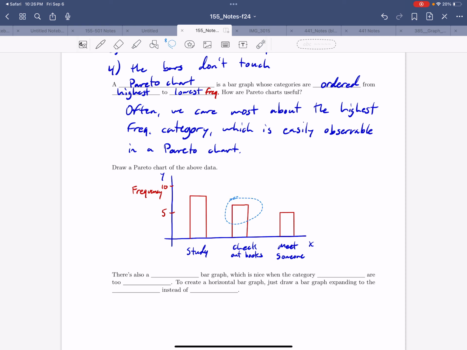All right, maybe space that a little bit better. Right, something like that, okay? There's your Pareto chart, right? So the same exact information as a bar graph, but just ordered nicely, okay? And this is often nice and convenient.